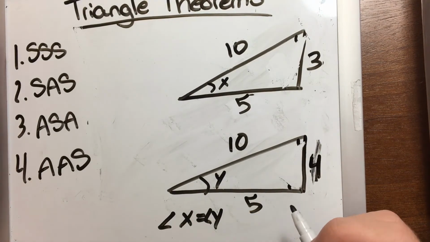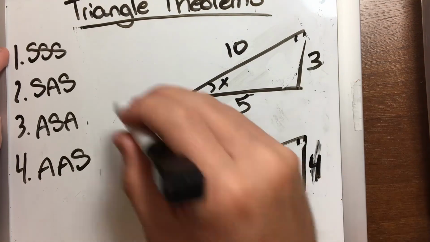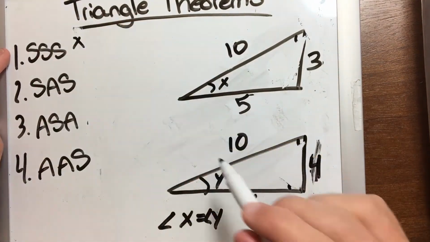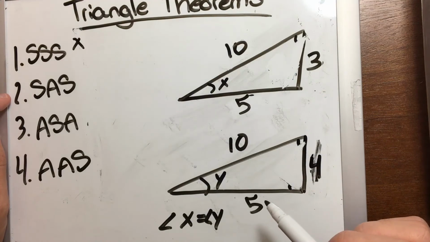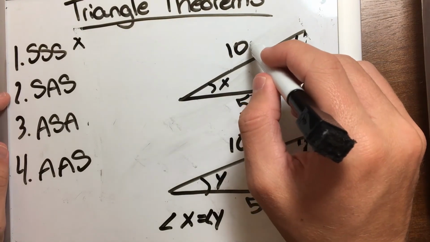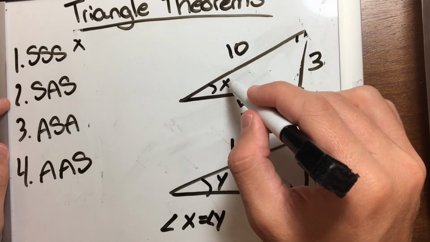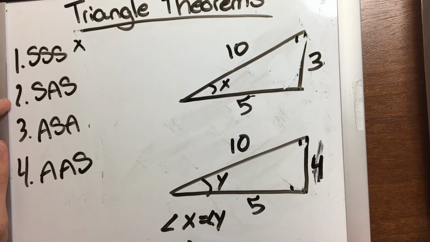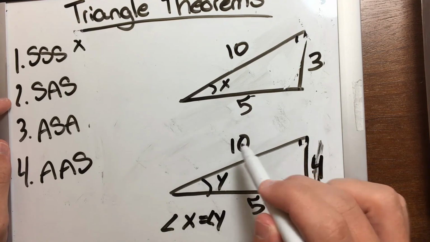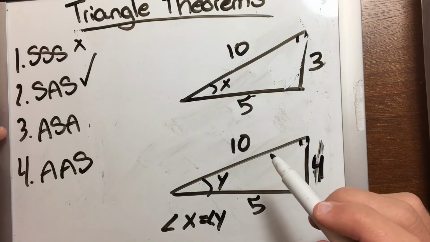So let's go through these again. Side, side, side. Well, we don't have the same side here, so that's not going to work. We don't have side angle side, do we? Let's check. 10, 10. We have x. We don't know what x equals, but if we look down here, it's given that the angle x equals the angle y. Then we have 5, 5. Wow, maybe this will work. We'll put a check mark next to it. We'll see if anything else works.